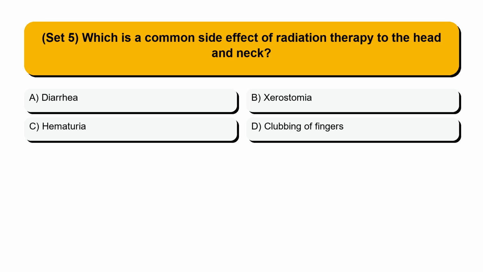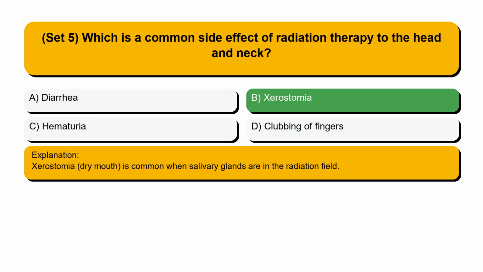Question 5. Set 5. Which is a common side effect of radiation therapy to the head and neck? Option A. Diarrhea. Option B. Xerostomia. Option C. Hematuria. Option D. Clubbing of fingers. The correct answer is option B. Xerostomia. Xerostomia, dry mouth, is common when salivary glands are in the radiation field.